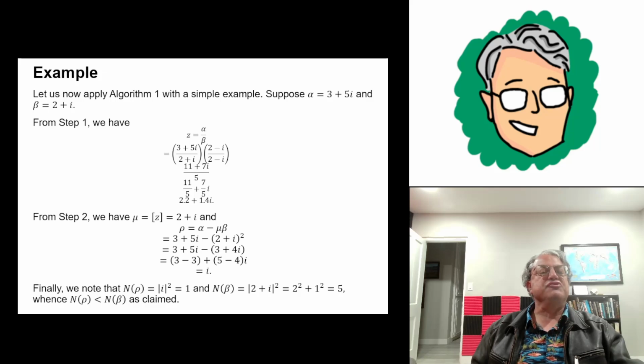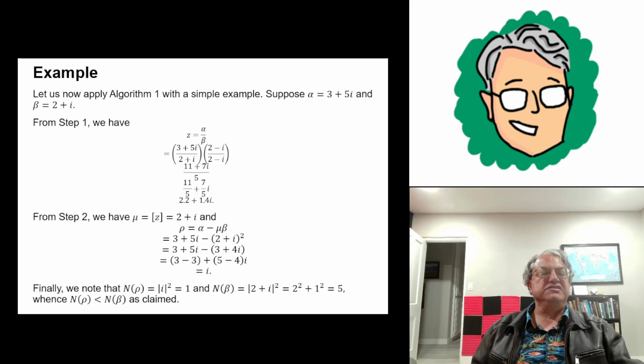That's the complex quotient. But now for step 2, we want to round that, and that's pretty easy to do. I think you can see that's 2 plus 1i, or just 2 plus i. That's going to be mu. That's going to be our quotient. And now the remainder is just rho equals alpha minus mu times beta. We just calculate that. You get 3 plus 5i minus (2 plus i) squared. Turns out (2 plus i) squared is 3 plus 4i. So we're left with 3 plus 5i minus (3 plus 4i). You can group the real and imaginary parts, and you'll just get i when you're done. So our remainder is i.